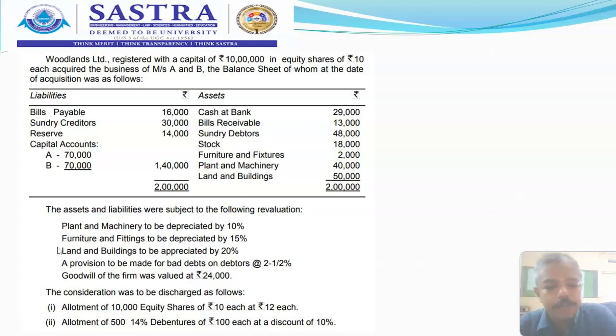Then furniture and fittings to be depreciated by 15%. So make a dot mark against furniture and fixtures. And then land and buildings. So there is an appreciation. Again make a dot mark against land and building. And then a provision to be made for bad debts. So make a dot mark against debtors. And goodwill has to be written off.